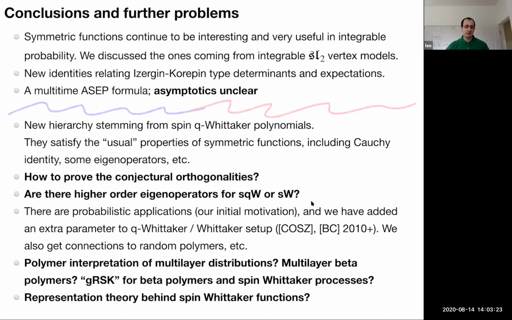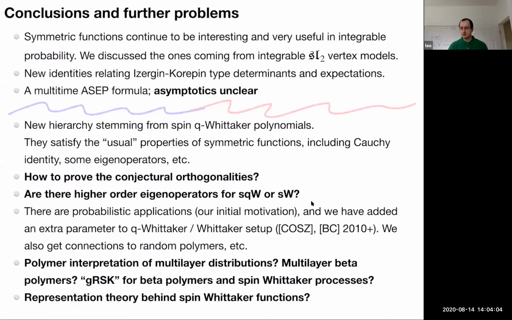In the first part, I discussed the summation identity leading to Izergin-Korepin type determinants, and connected it to various other things like expectations with respect to Macdonald measures. And this gives some handle, at least at the level of formulas, for multi-time ASEP distributions. Yet I don't know how to do asymptotics. So in the second part, I discussed the spin-Whittaker hierarchy.